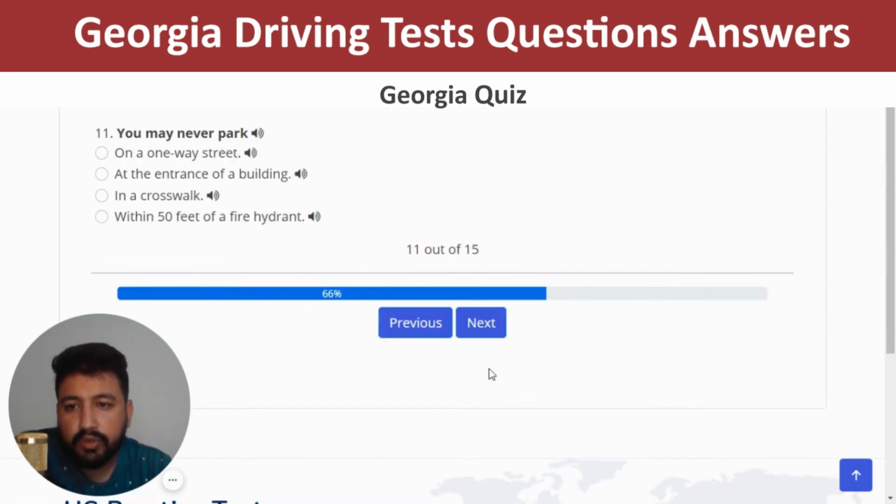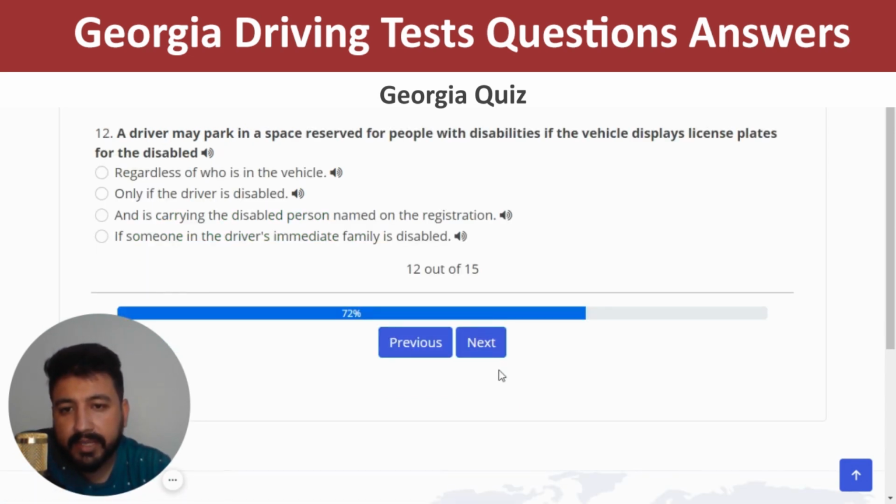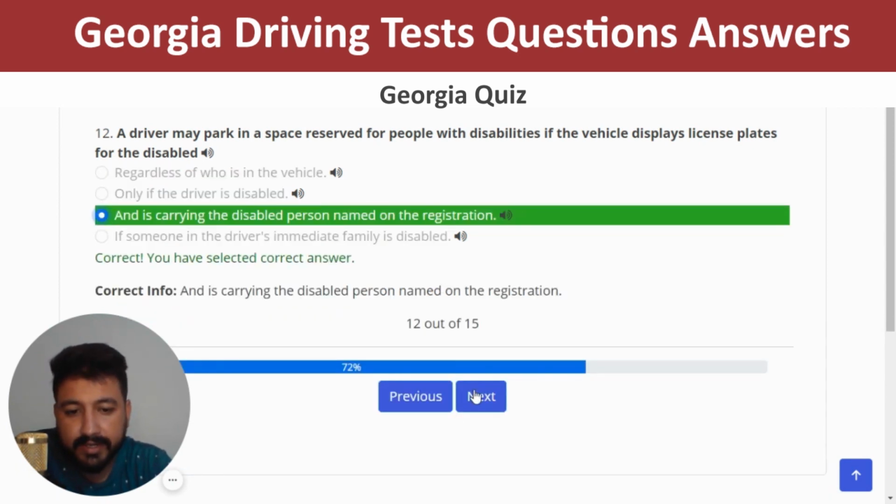And next. You may never park. The right answer of 11th question is in a crosswalk, which is the third option. So I'm going to click on the third one, right? And next. A driver may park in a space reserved for people with disabilities if the vehicle displays license plates for the disabled. So the third option is the right one, which is and is carrying the disabled person named on the registration. Correct, and next.